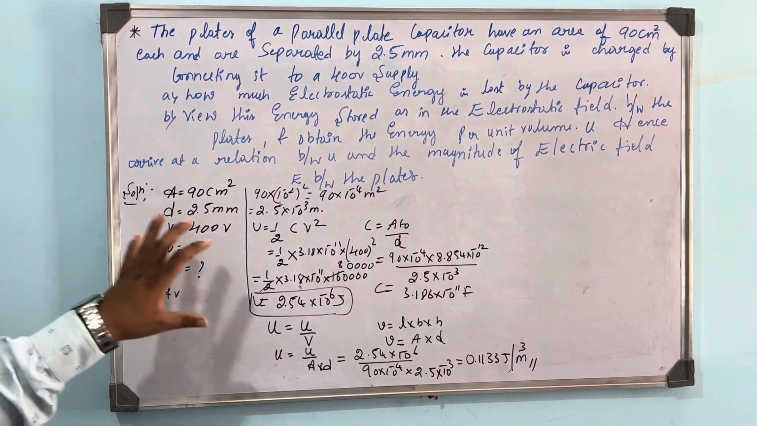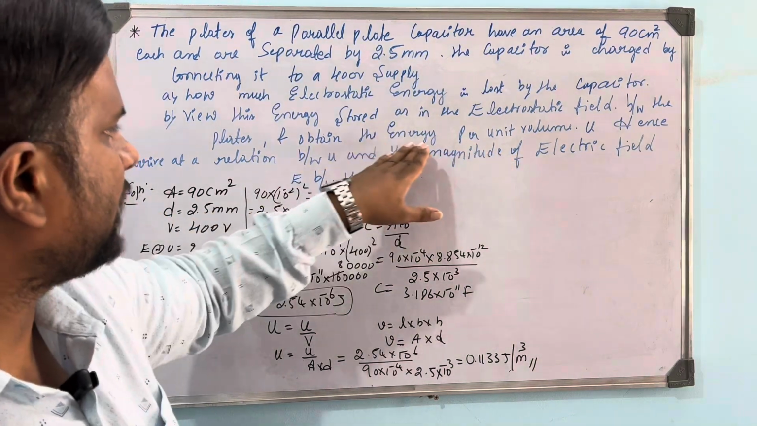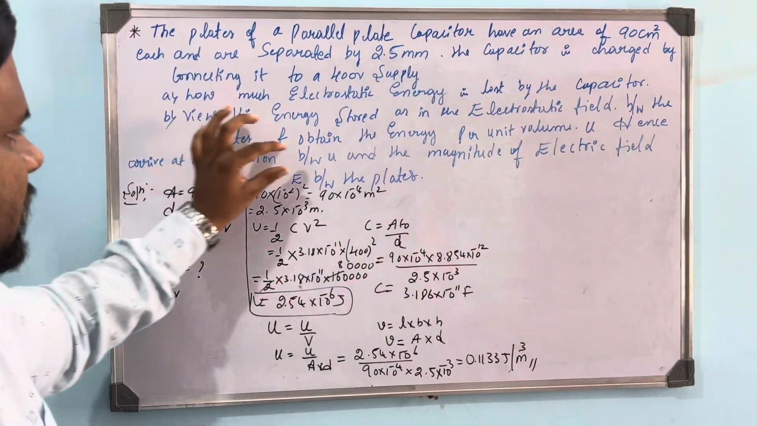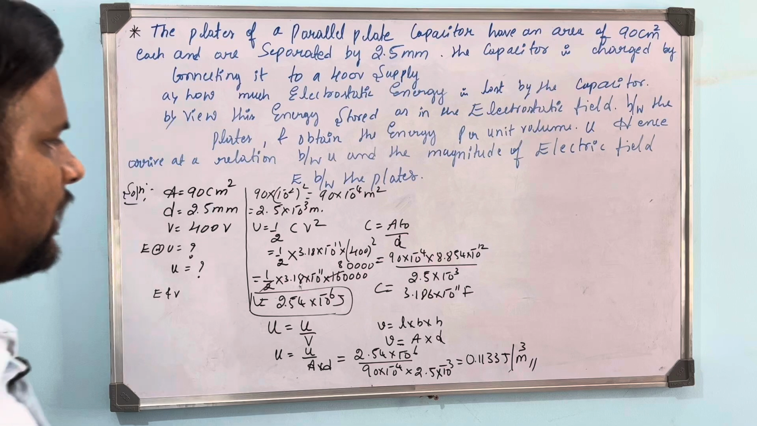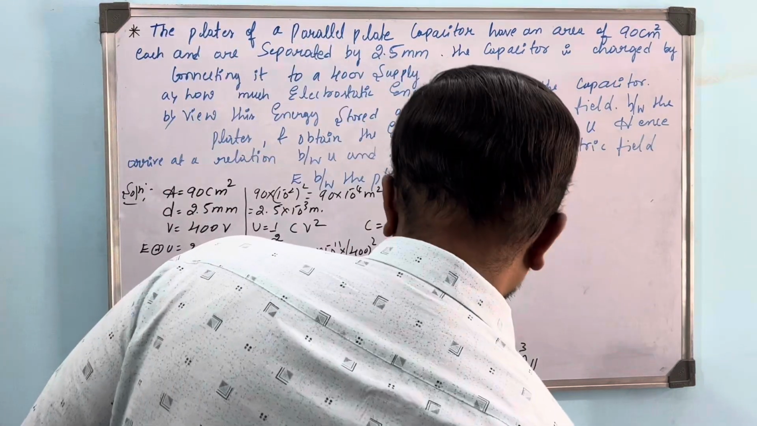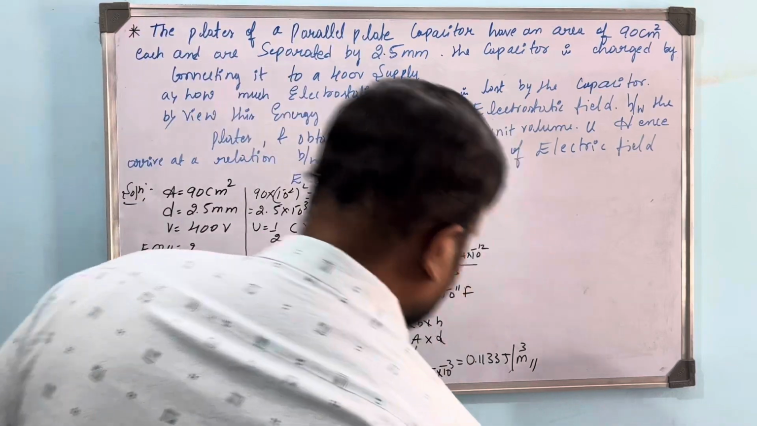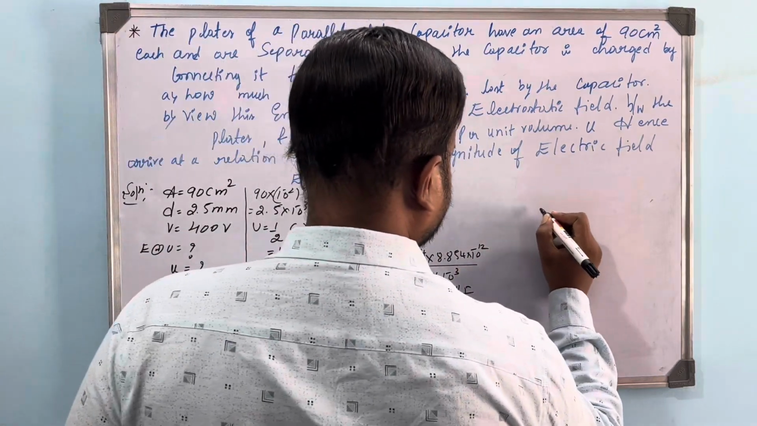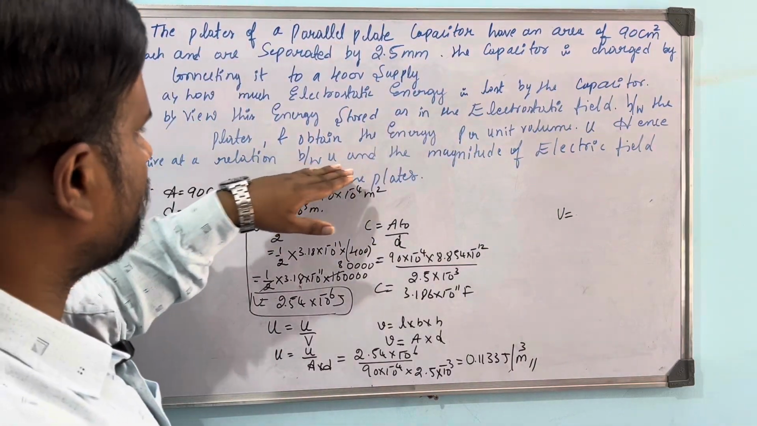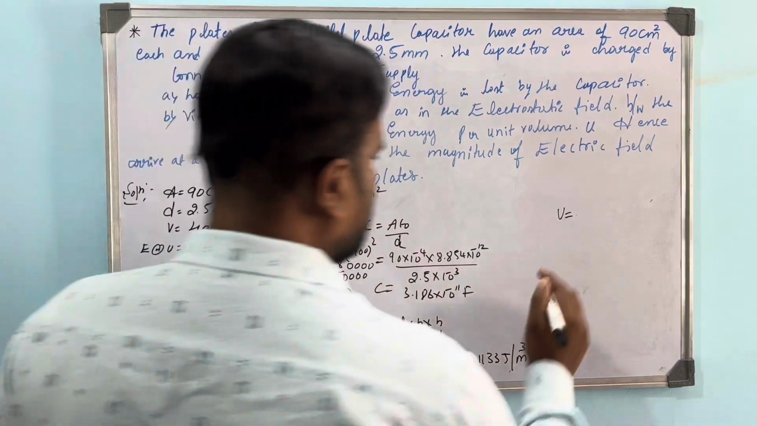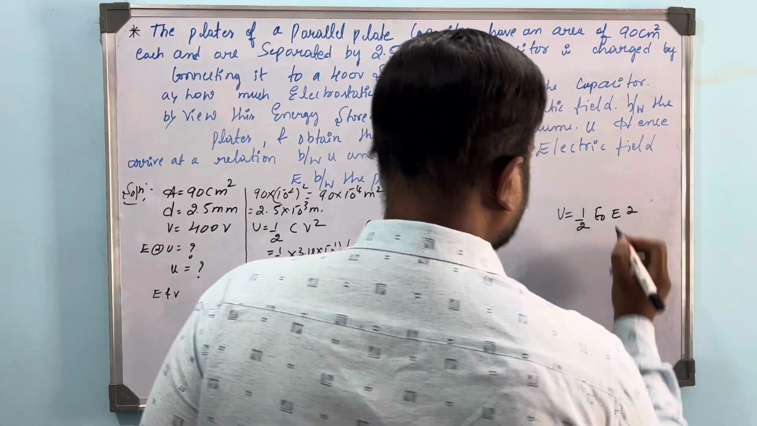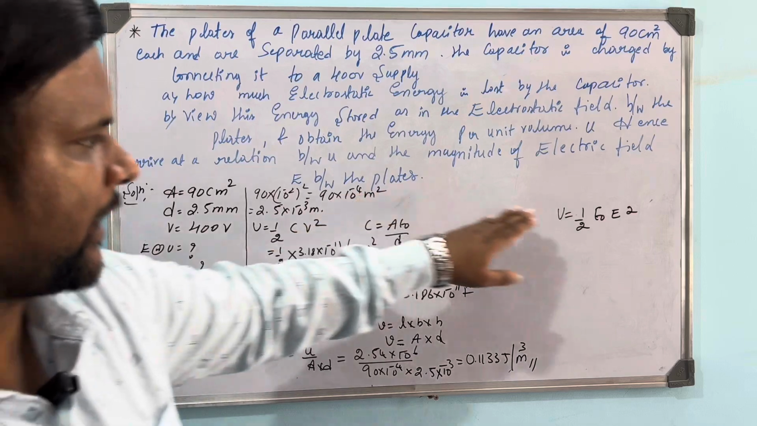Okay, next they are asking: obtain the energy per unit volume, which we have already got. Hence arrive at the relation between U and the magnitude of electric field. So I need to calculate the relation between U and the magnitude of electric field. See here, the relation between the magnitude of U and the magnitude of electric field is given by U is equal to half epsilon naught E square.